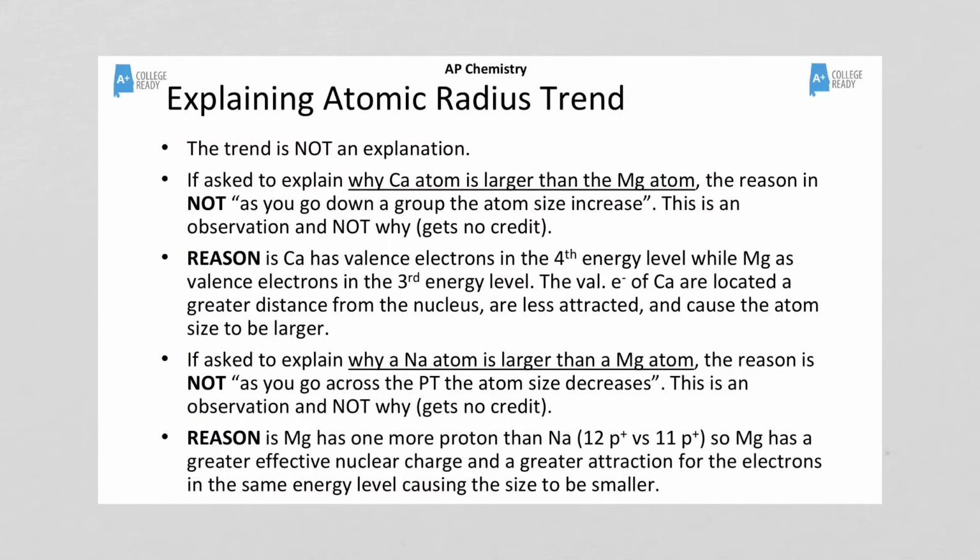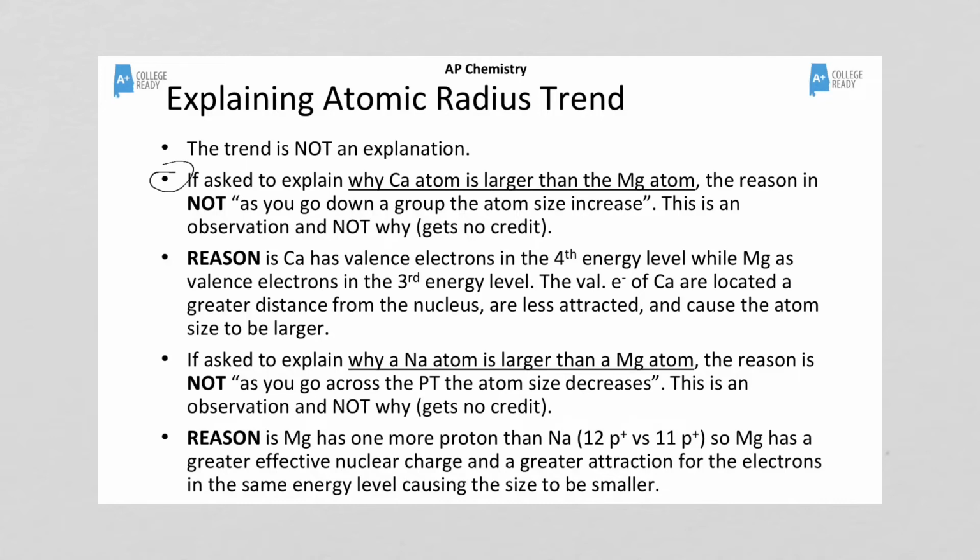Okay, so right here, if asked to explain why a calcium atom is larger than a magnesium atom, again, look at your periodic table, see where they are in relationship to each other. Don't say as you go down a group the atom size gets bigger. That's not going to give you any credit if this is a free response question. The reason is, if we're doing a group trend, we need to mention energy levels of electrons. That's going to be our explanation. So calcium has valence electrons. Don't say calcium is in the 4th energy level. Calcium has its valence electrons in the 4th energy level.